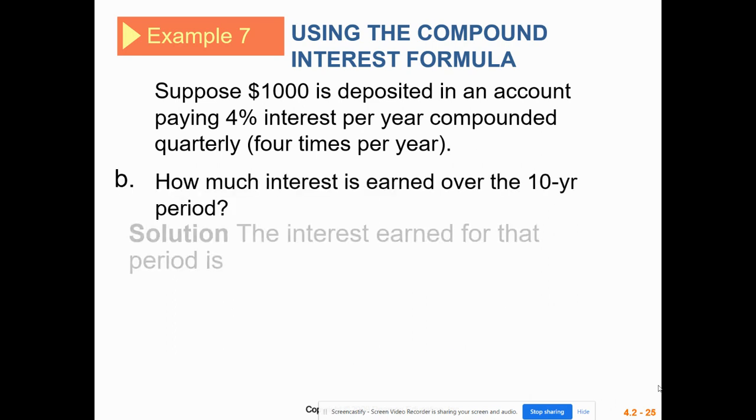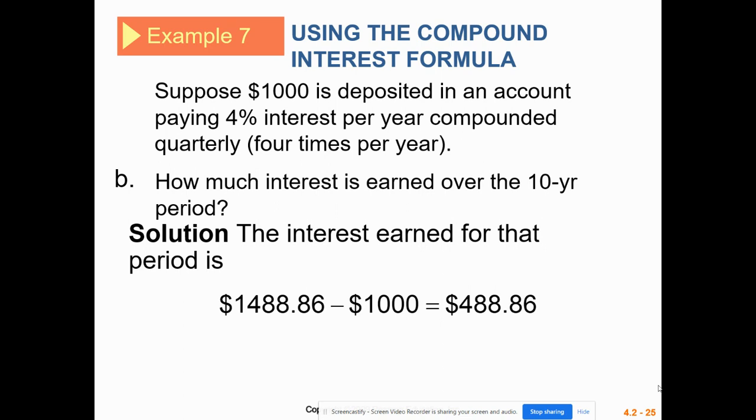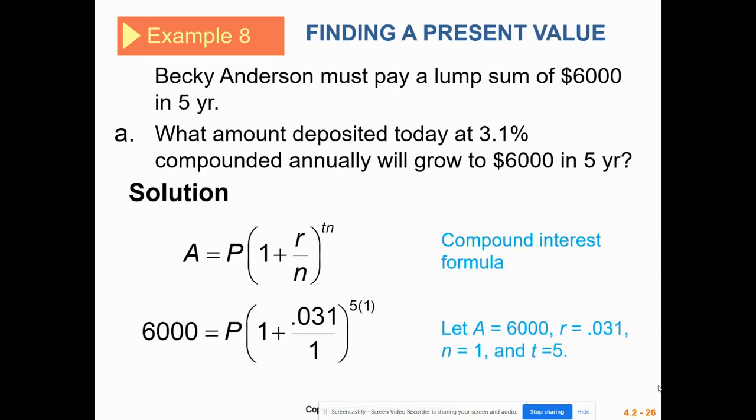You should get $1,488.86. Now, how much of that was interest? Well, if we started with 1,000 and we ended up with $1,488.86, then we've earned $488.86 in interest. Here's another example. This person has to pay a lump sum of $6,000 in 5 years. So they're taking a loan out. So what amount deposited today that earns 3.1% will grow to $6,000 in 5 years?